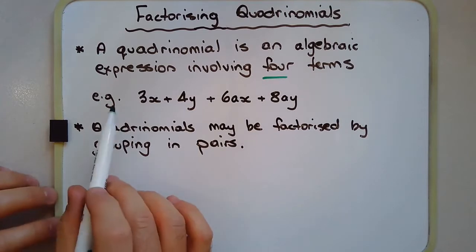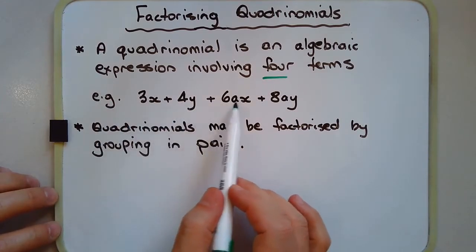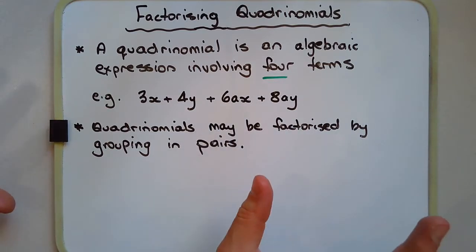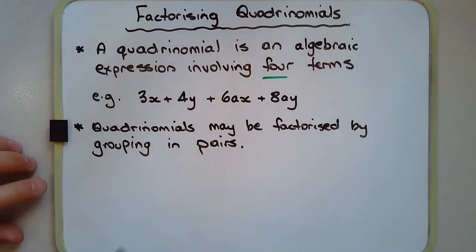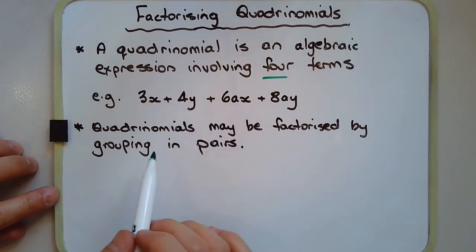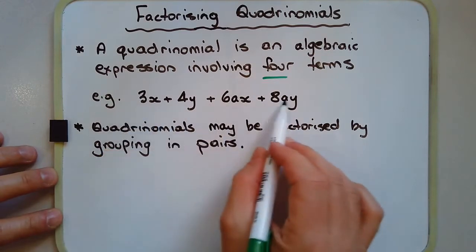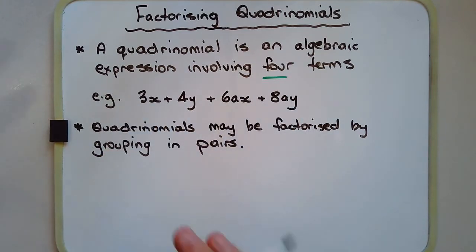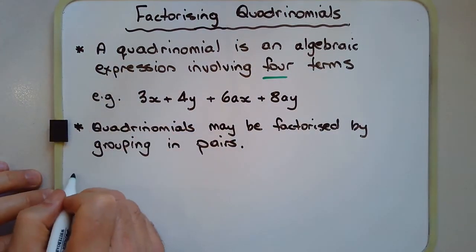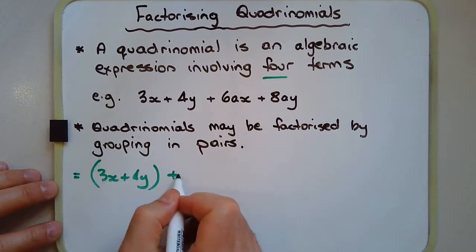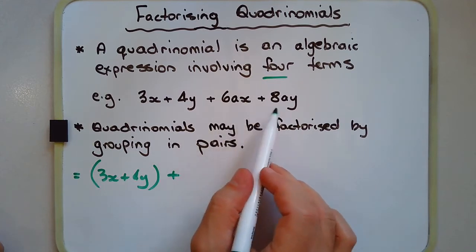Either way, for this example, 3x plus 4y plus 6ax plus 8ay, we could either factorize it with all the terms in place, or we can switch a couple of the terms around. Usually you just switch the middle two terms around and we can see an easy factorization. In fact, I'm going to show you both ways. So let's factorize this quadrinomial with all four terms in place, looking at the first two terms and the second two terms separately. In this case you have 3x plus 4y, I'm going to put that in brackets, plus 6ax plus 8ay.